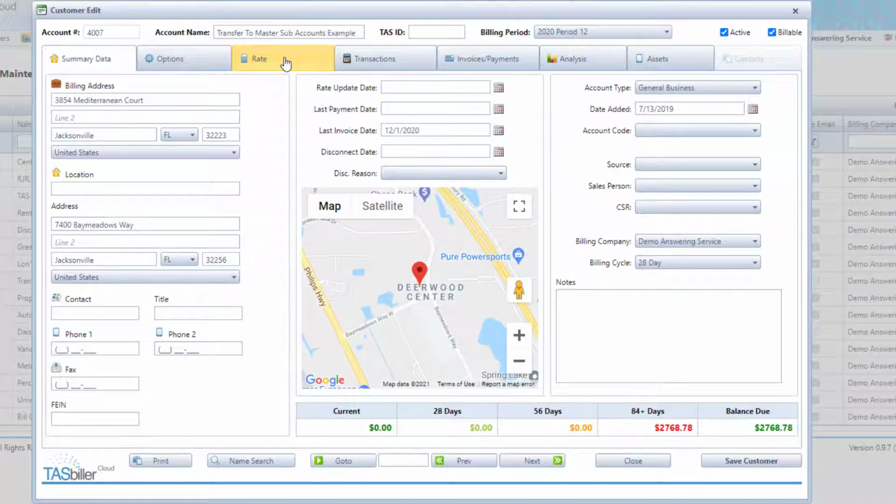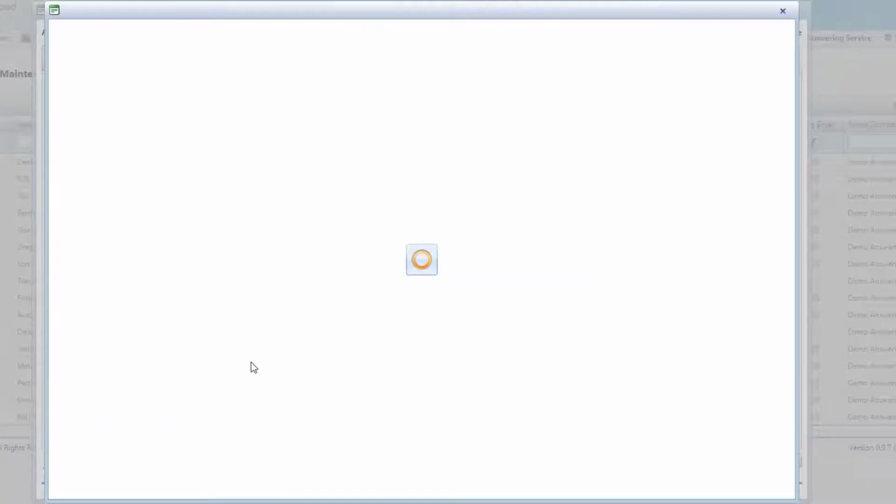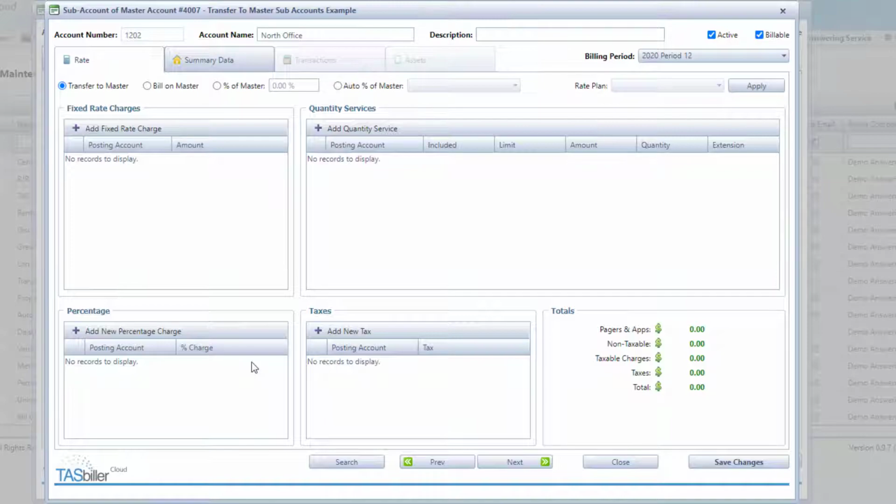and on the rate tab we're going to see one rate for this account with 3 sub-accounts, each labeled as transfer to master. Now the sub-accounts, you add them by clicking right here. To edit them, we can just click on our wrench, and a transfer to master is the easiest kind to set up. Just click on the transfer to master option box. I would label it with the name of the office, and there's a secondary field for description if you want to. Both of these can appear on the invoice, and that's really it.